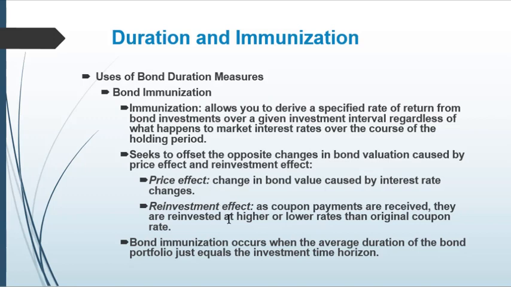But the reinvestment effect talks about the change in income in the future from reinvesting coupons as interest rates in the economy go up. So if interest rates go up in the future, our future coupon payments will be reinvested at a higher rate, and that's a good thing. So when interest rates change, there is both a negative and a positive effect on every bond in existence. So bond immunization is a technique to find a way for price effect and reinvestment effect to be equal but of opposite signs.